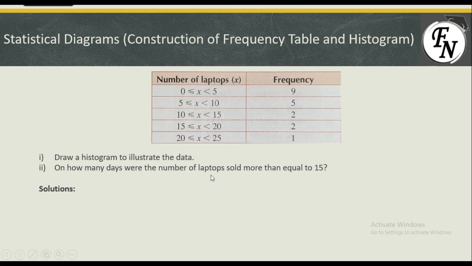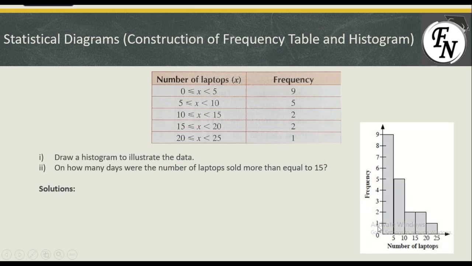So what we will do is write the frequencies here, the number of laptops here, and from 0 till 5 we will make a bar of 9, which is the frequency, and from 5 till 10 we will make the bar as 5, which is the frequency given in the next column. After that we will make the frequency of 2 from 10 to 15, which is also mentioned here, and the rest would be made like so.